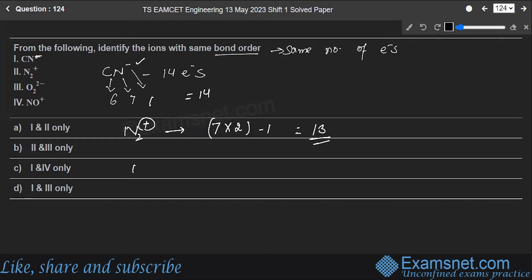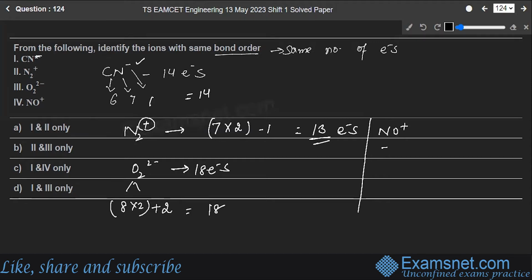Next one is O2 2 negative. This has 18 electrons, which is 8 into 2 plus 2, so equal to 18. And the last one, NO positive. Nitrogen has 7 and oxygen 8, minus 1. That gives you 14. So this has 14 electrons, and CN minus and NO positive both have 14. That means 1 and 4. Option C is the right answer. Hope you understood this. Next is question number 125.